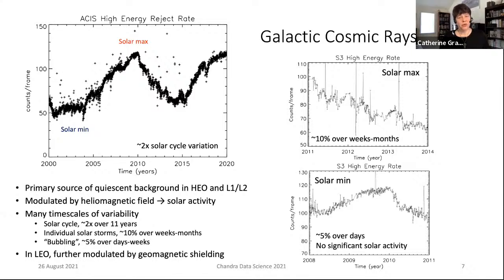On the right are zoom-ins on this plot on two particular time periods. The top is during solar max, and in this case, there are variations due to individual solar storms where you see the background change by up to 10%. It drops immediately after the particular storm, and then it recovers over weeks or months. The bottom panel is showing a segment of this quiescent background during solar minimum. In this case, there's no significant solar activity going on, but the background continues to vary by up to 5% over a period of days. So there are a lot of timescales of variation that we have to keep track of, and this adds a systematic error generally into trying to determine the background level in any particular observation.